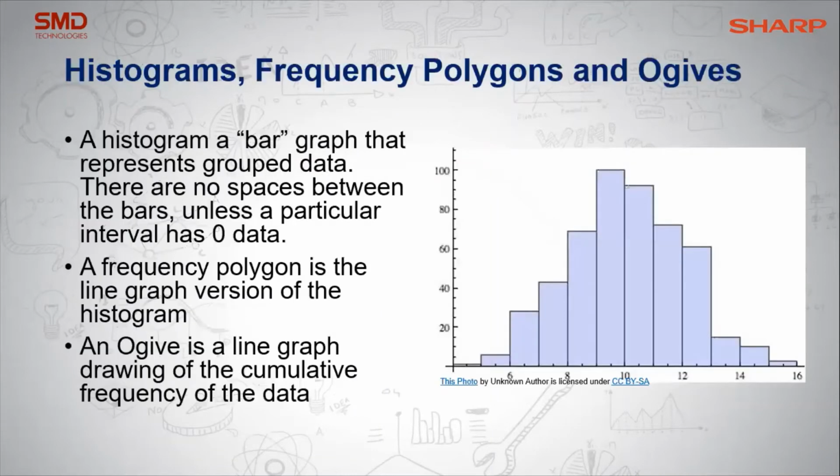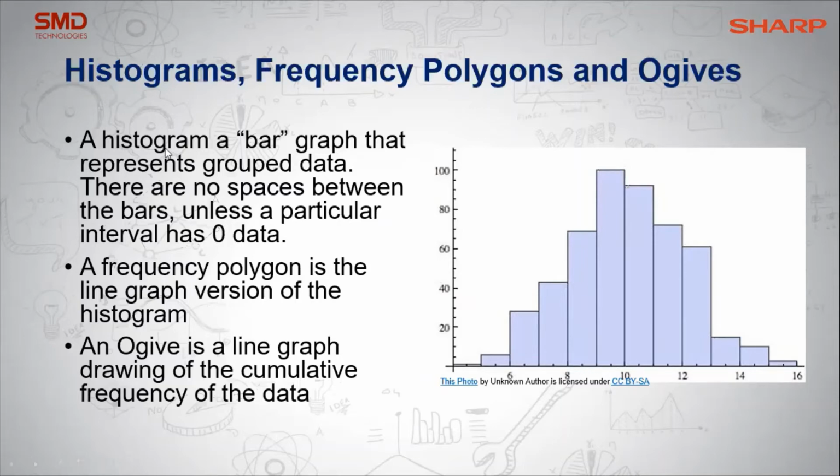Cool. So the next thing to look at is histograms, frequency polygons, and ogives. A histogram is a bar graph that represents grouped data, and because it is a histogram, it means there are no spaces between the bars. Because it's history, it happens concurrently or all together. With a bar graph, your bars are separated because you are using data that is not always necessarily concurrent or can be next to each other, if that makes sense.